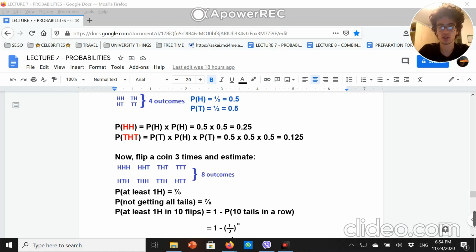And how would we write this and find the probability of not getting all tails? It will be just 1 minus the probability of getting all tails. So 1 minus 1 over 8, and we would get 7 over 8 because there are 7 possible outcomes in which we didn't get all tails.